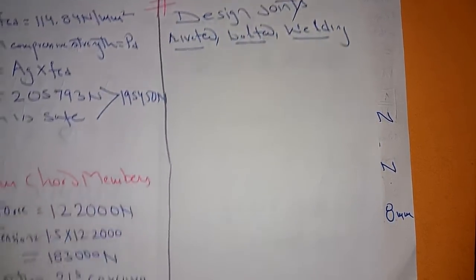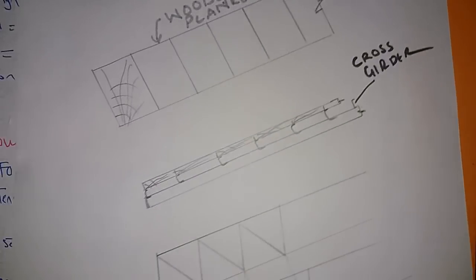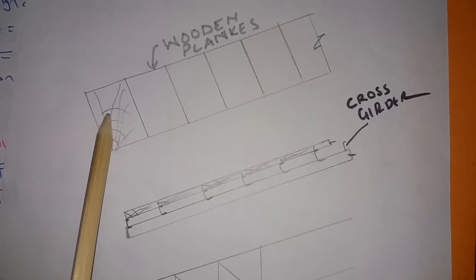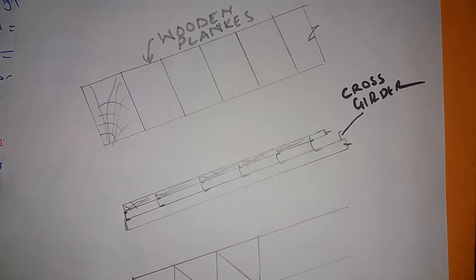So in this case what we designed so far, once again, first we designed the wooden plank, then the cross girder, then these main girders with the help of truss.